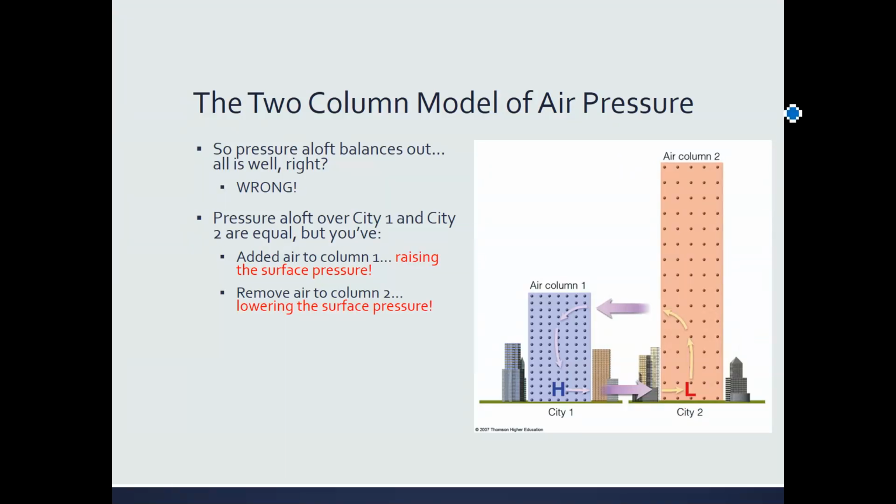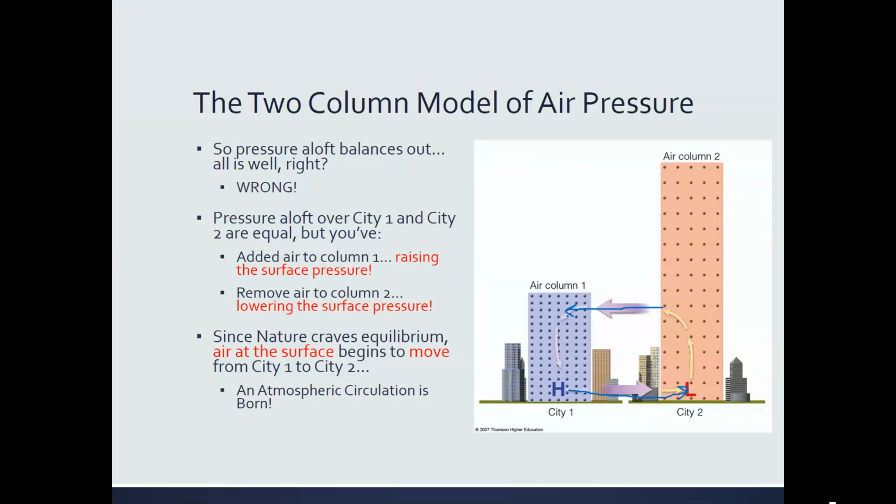So now air is going to again move from the high pressure at the surface of column 1 to the low pressure at the surface of column 2. That's going to cause pressures aloft to again increase over city 2 and decrease over city 1. And what you end up getting is this never-ending atmospheric circulation. And the circulation will continue to happen until balance is achieved.